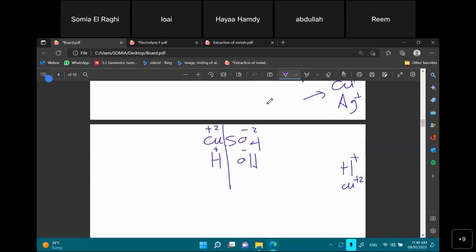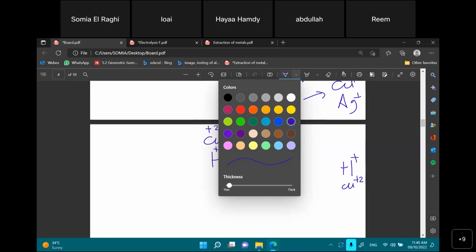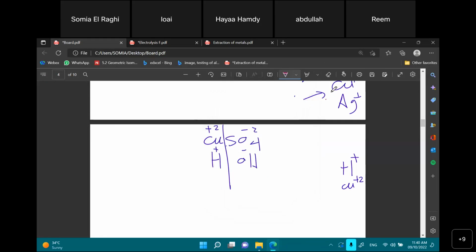Salma, which particle will go? Very good, Yahya. If I have a hydrogen ion and a copper ion, which particle will go, Salma? Yes, very good. The one in the bottom. If they ask for a reason, it is more reactive than the hydrogen ion.